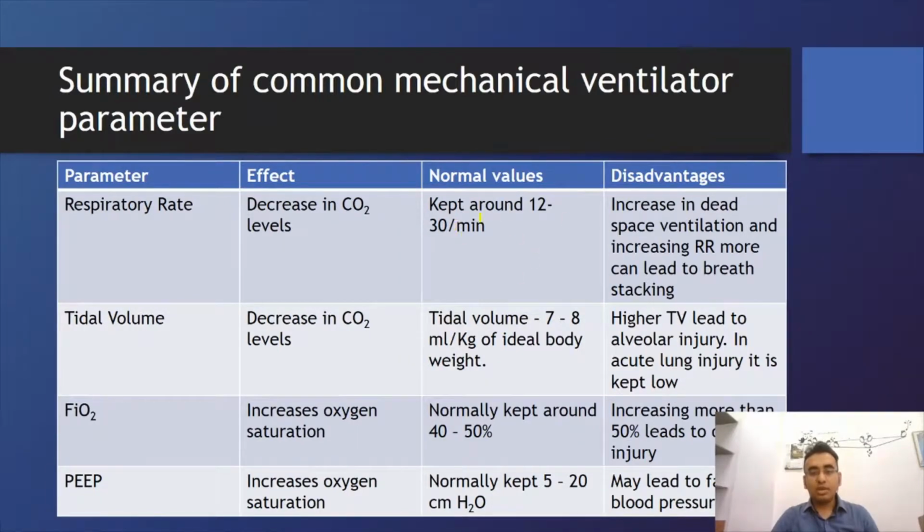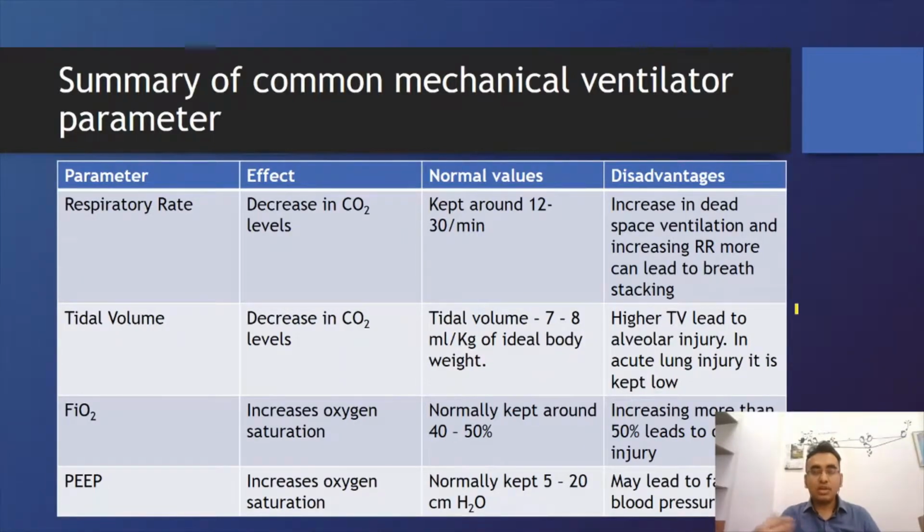So we keep the respiratory rate between 12 to 30. Again, 30 is for very specific conditions. We don't even go up to 30. And 12 to 16 is what we normally breathe. So we want it to be more. Again, now the problem is if you increase the respiratory rate, you can actually lead to breath stacking, because now you all know that inspiration is an active process.